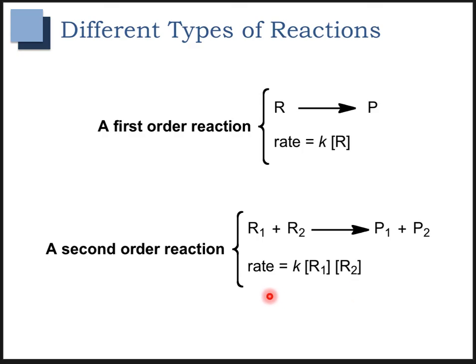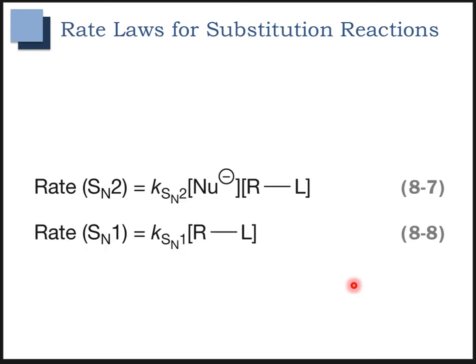So a second order reaction is going to be something like an SN2 because it depends on both the nucleophile. We could say that the nucleophile, for example, would be R1, and the substrate, which could be R2. So let's look at how the specific rate laws would look for these substitution reactions.